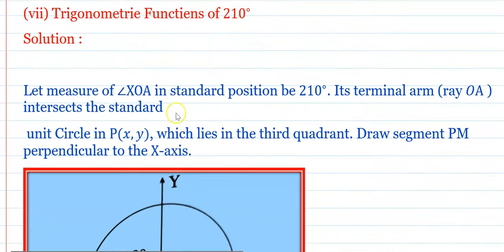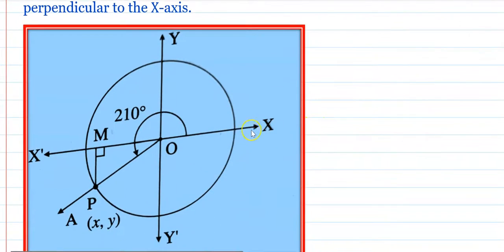Okay, now the next, trigonometric functions of 210. Let the measure of angle XOA in the standard position be 210. It's a terminal arm. Okay, this is the angle 210. XOE is 210. Okay, next draw the perpendicular from the point P to the x-axis. Okay, जर हा 210 असेल, this up to this is 180. पुढे म्हणजे किती असेल? The measure of this angle is 30 degree.